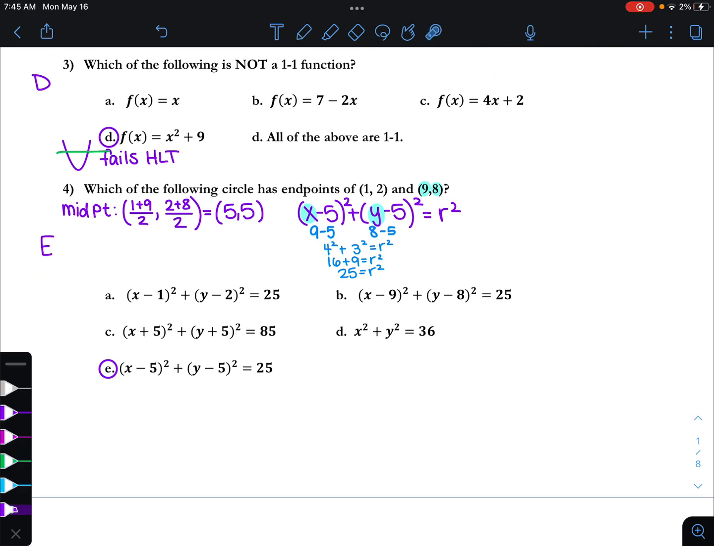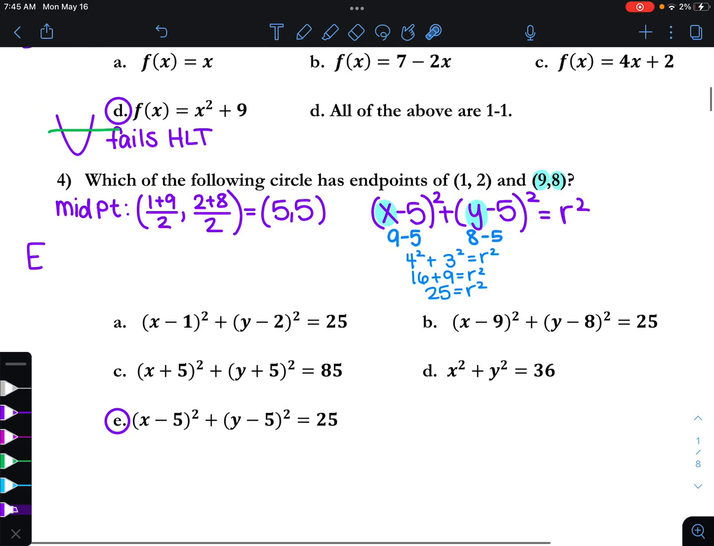So circles with endpoints, first we need to use the midpoint formula to find the center. So we see here we're finding the midpoint formula. Remember, you just add the x's, divide by 2, add the y's, divide by 2. So that is our center.